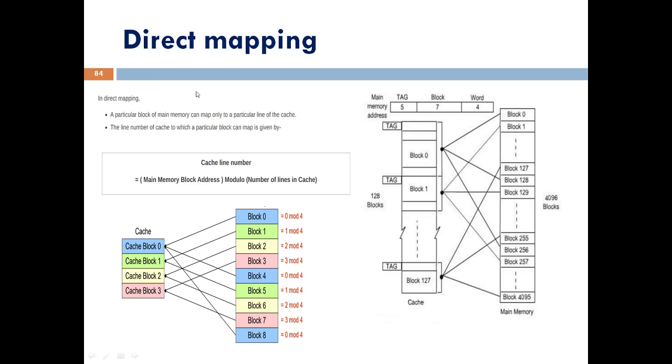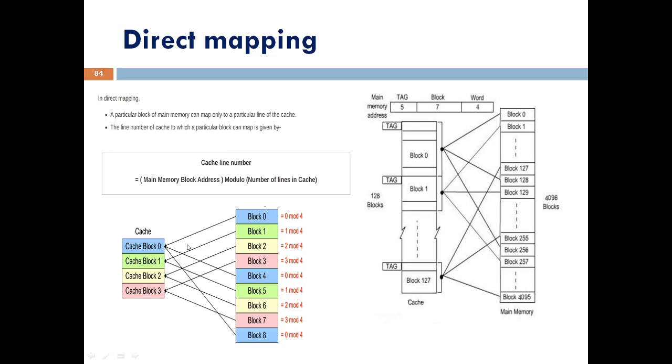We'll discuss what direct mapping is. In direct mapping, a particular block of main memory can map only to a particular line of cache. How do we find out which memory block should go to which cache line? The cache line number is equal to the main memory block address modulo the number of lines in cache. This is the formula we use to find out to which cache line the memory block should be mapped.